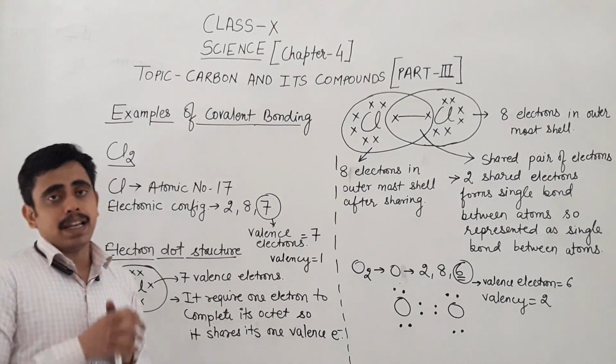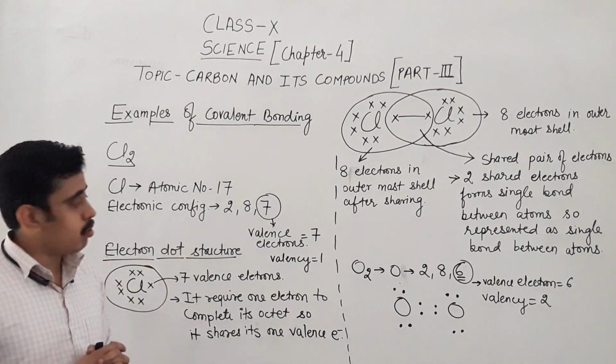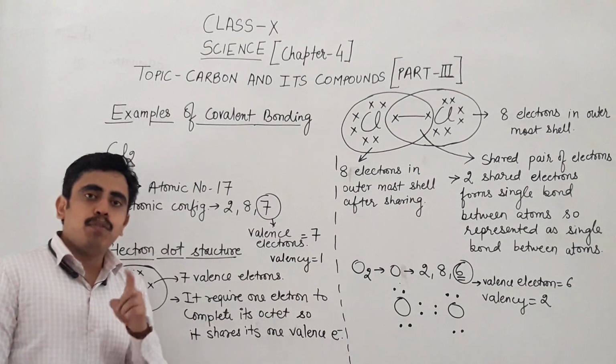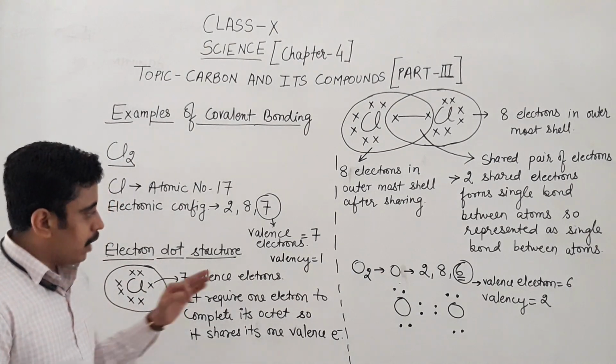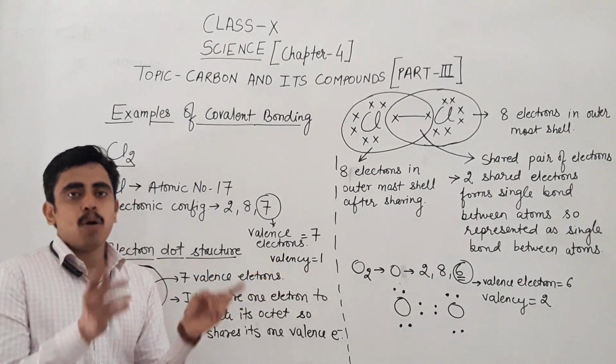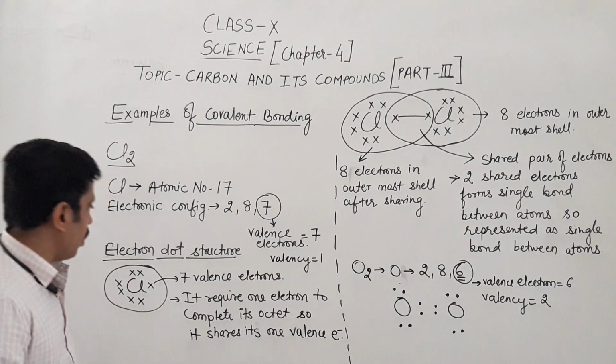Chlorine has 7 valence electrons. It does not share all its 7 electrons for forming the covalent bond. Its requirement is only of 1 electron. That's why it only shares its 1 electron to complete its outermost shell. Let's see how the chlorine does it.